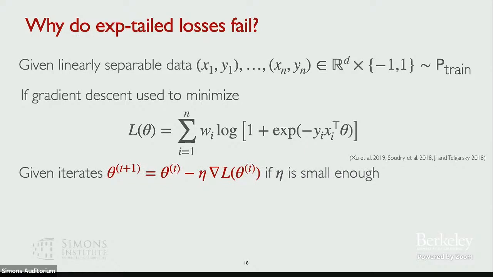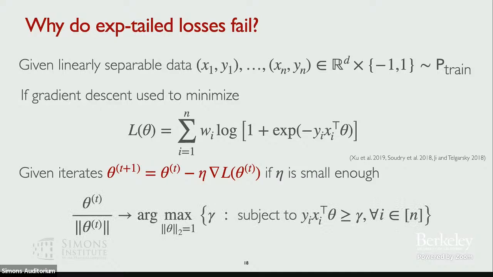If you look at the iterates of gradient descent with step size eta, if your step size is small enough, past theoretical results show that the direction of this classifier goes to the max margin classifier. You have to look at the direction because the iterates are going off to infinity. One thing to notice is this asymptotic direction does not depend on the weights wi. You could have set these weights any way you wanted, and asymptotically you're going to the same max margin classifier. That's a bit weird. We were hoping that these weights would have an effect, but at least while we interpolate the data, they have no effect.